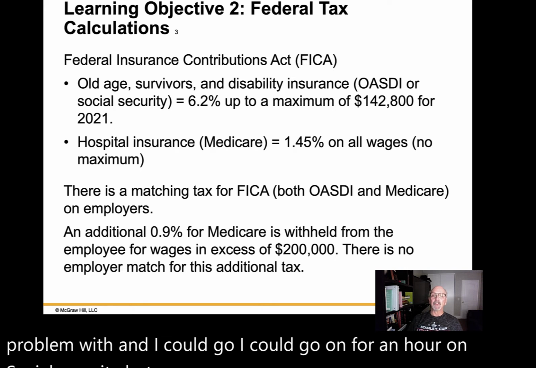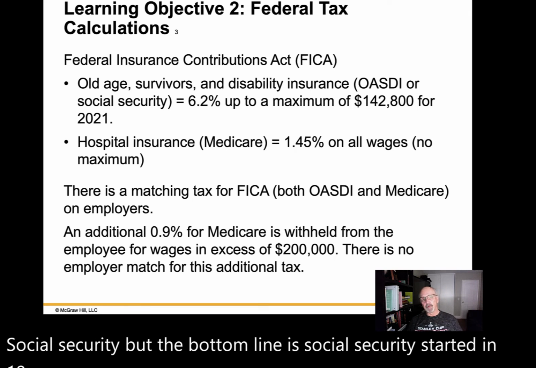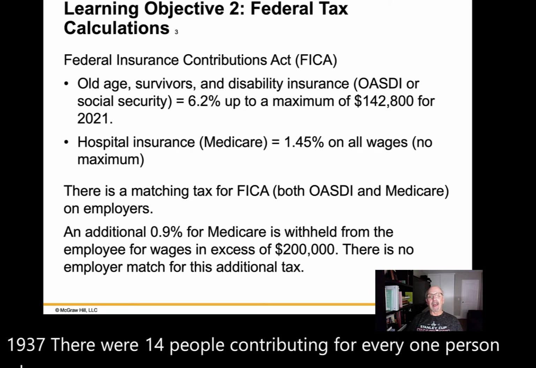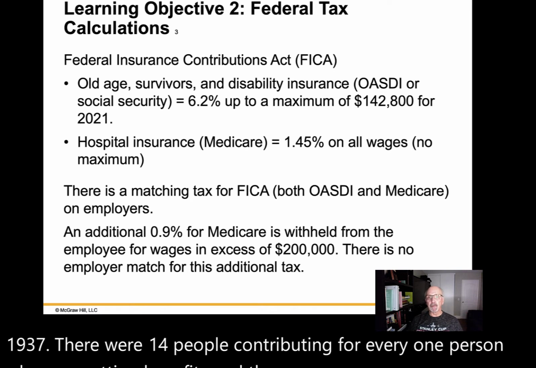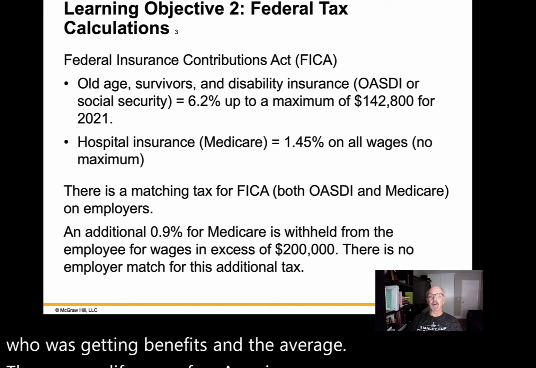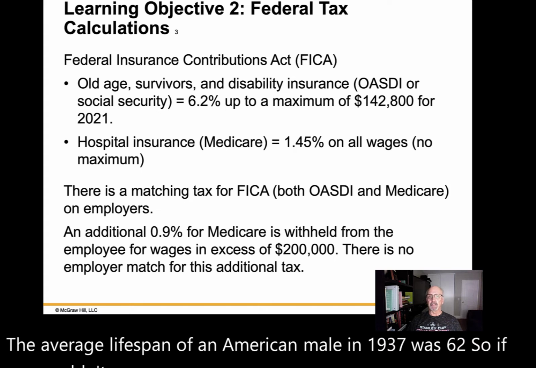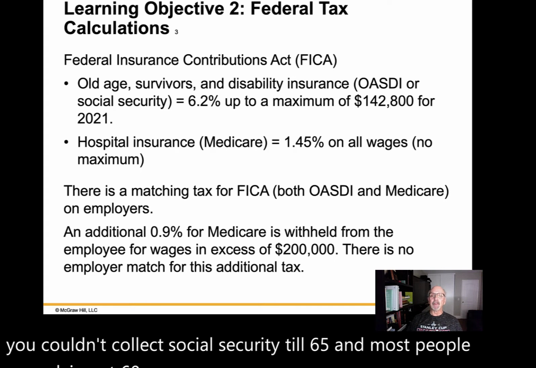bottom line is Social Security started in 1937. There were 14 people contributing for every one person who was getting benefits, and the average lifespan of an American male in 1937 was 62. So if you couldn't collect Social Security until 65, and most people were dying at 62, that meant that the government wasn't paying a whole lot of Social Security out.